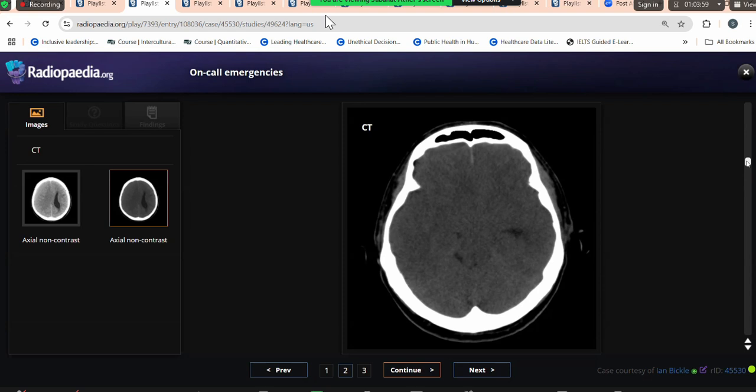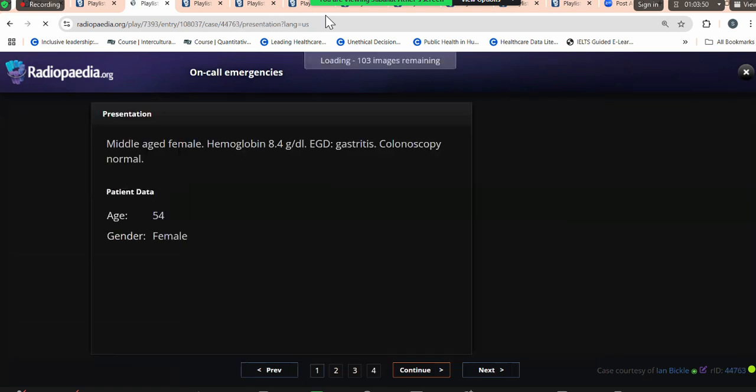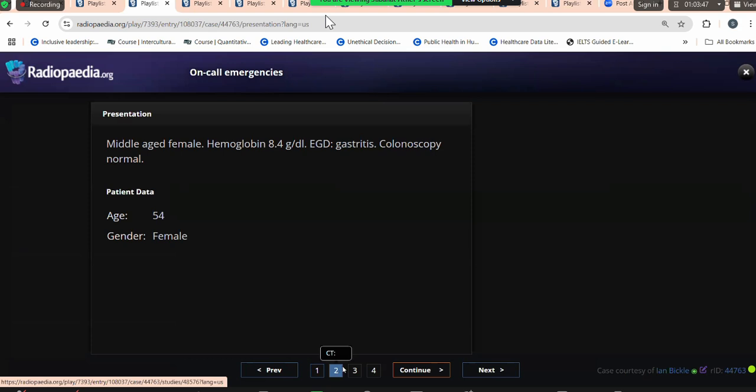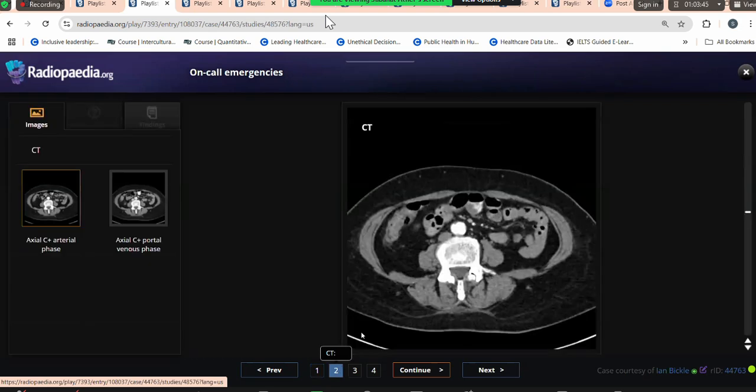Okay, thank you. Leave the mouse. I'll give you the next case. So this is a female patient who has come with low hemoglobin. And this is the CT which has been done for this patient due to drop in hemoglobin. You are free to scroll.